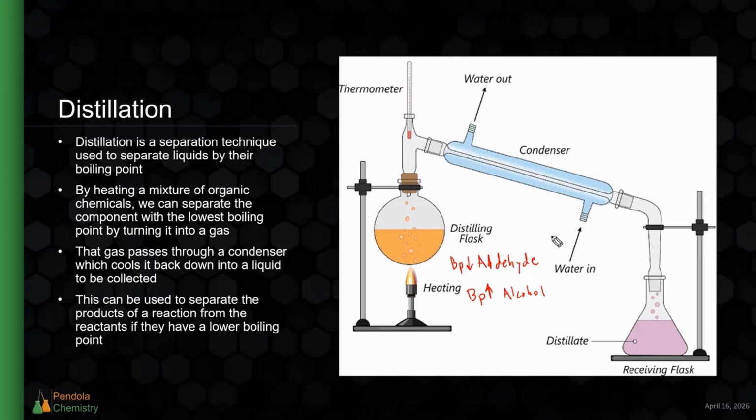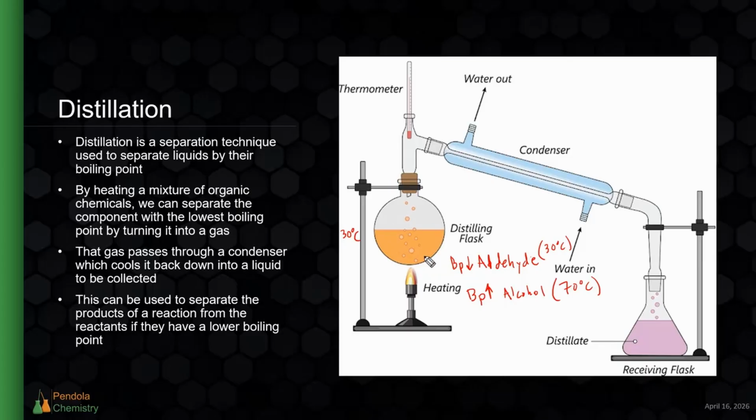So let's say, for the sake of argument, and I don't know the exact numbers here, but let's say the boiling point of the aldehyde is 30 degrees Celsius and the boiling point of the alcohol is 70 degrees Celsius. Well, what happens here is as the aldehyde gets created, if this flask is at 30 degrees Celsius, it starts to boil. It starts to turn into a gas.